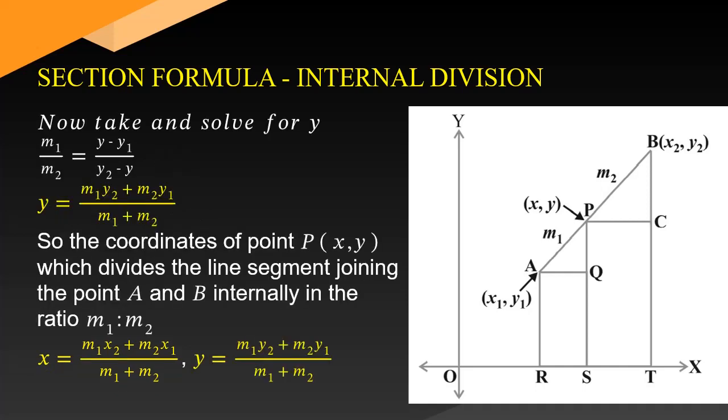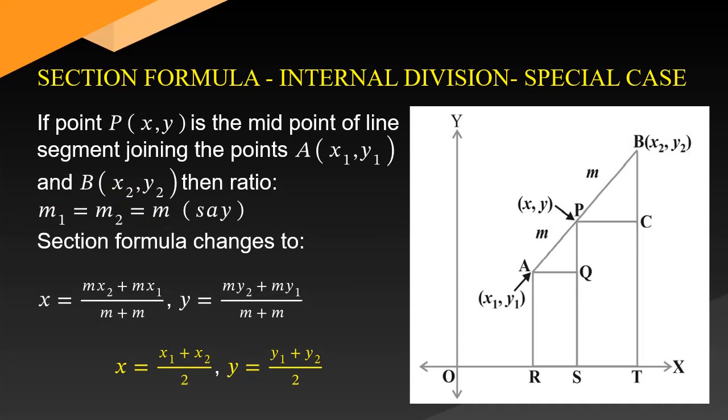Similarly, taking the other two equalities and solving for y, we get y equals m1 y2 plus m2 y1 upon m1 plus m2. Okay, so the coordinates of point P, that is x comma y, which divides the line segment joining the points A and B internally in the ratio m1 is to m2, are given by x equals m1 x2 plus m2 x1 upon m1 plus m2, y equals m1 y2 plus m2 y1 upon m1 plus m2.